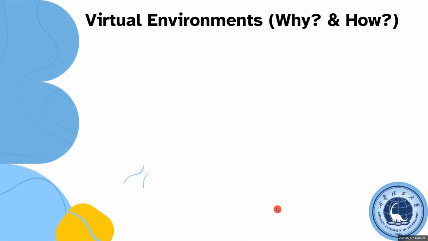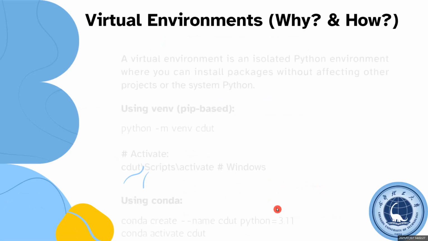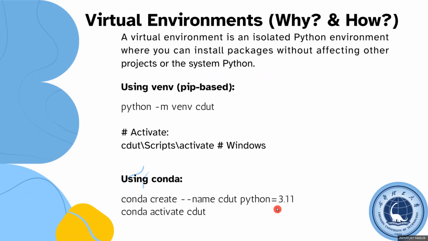Now, I talked about the virtual environment. So the question is, why do we need the virtual environment and how do we go about that? A virtual environment is just an isolated Python environment where you can install packages without affecting other projects or the system Python. Now, looking at the pip-based approach using the virtual environment, we just have to say python space -m space venv space CDUT. So CDUT is the virtual environment name. Now to activate that, we are going to say CDUT backslash Scripts backslash activate. Now this is for Windows.